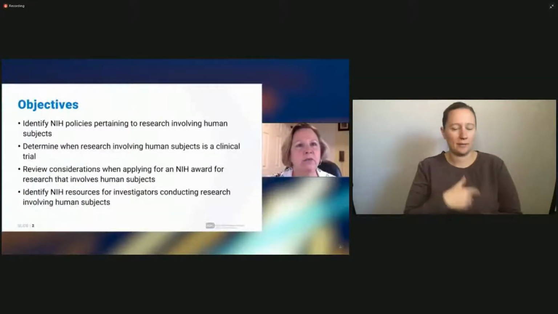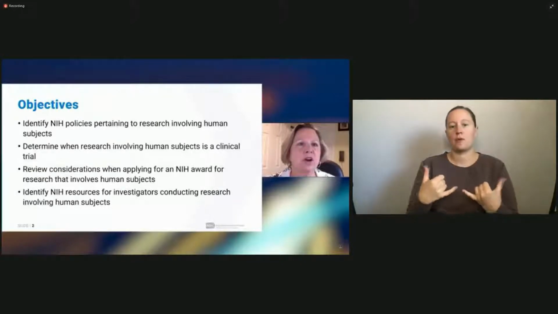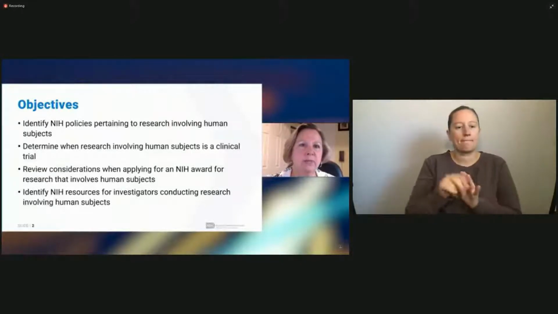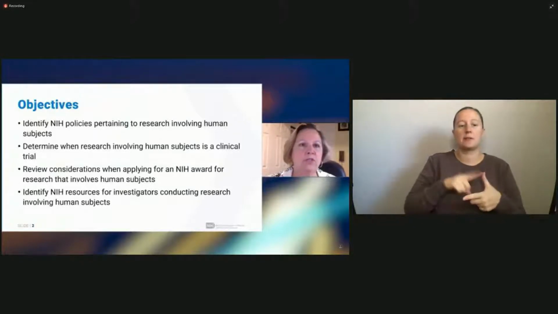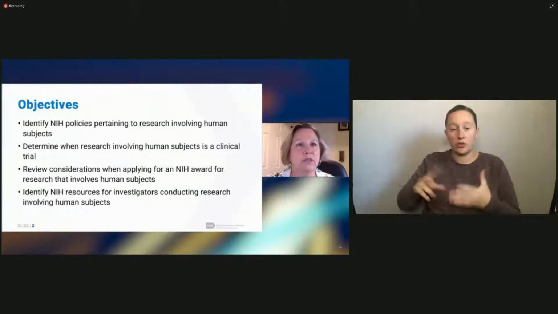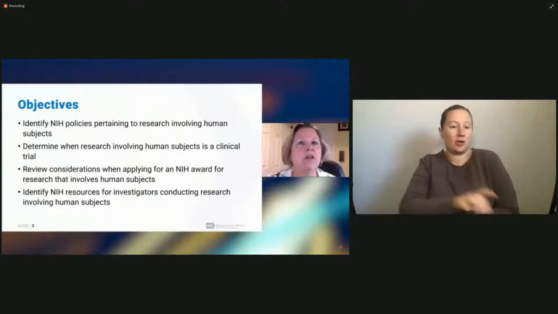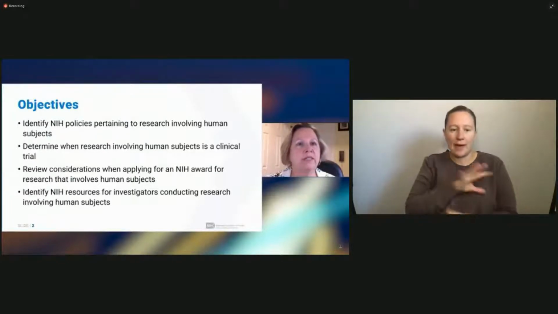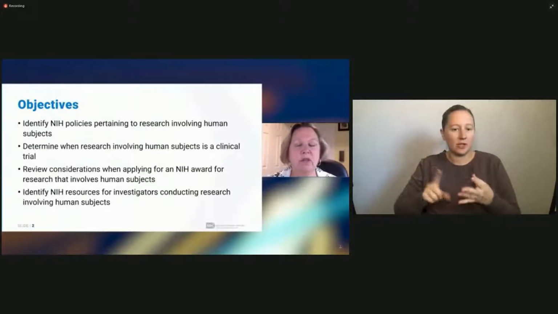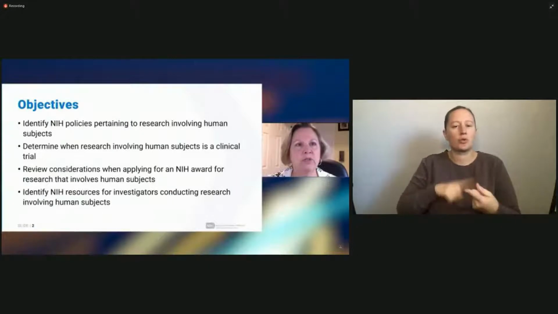So the objectives that we're going to cover in this session are identifying the NIH policies pertaining to research involving human subjects, determining when research involving human subjects is a clinical trial, talking about considerations if you are applying for an NIH award that involves human subjects, and identifying some resources when you are conducting human subjects research.